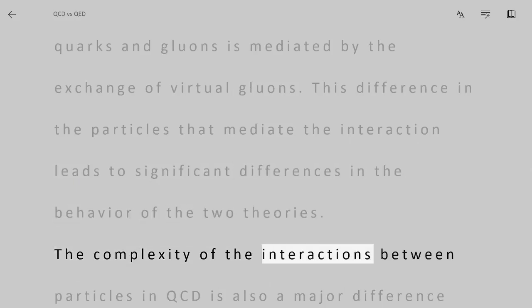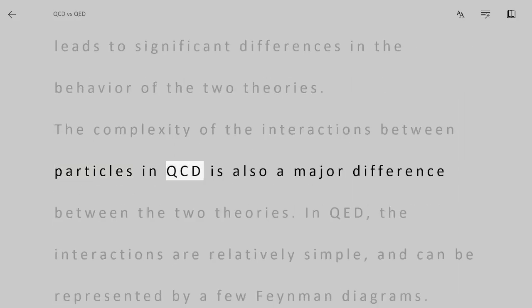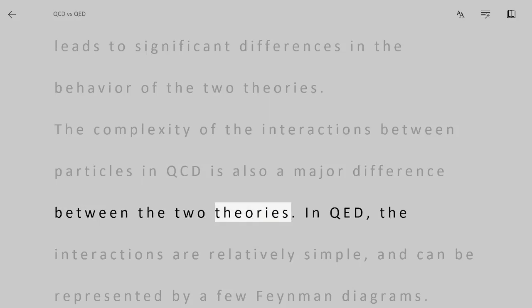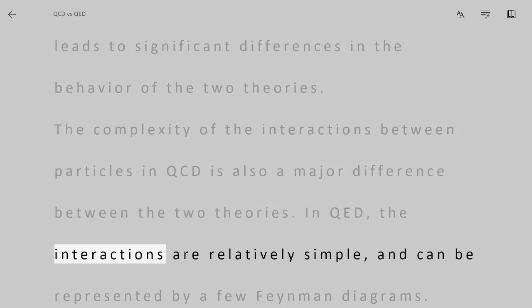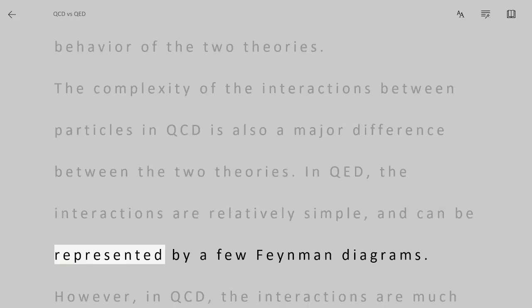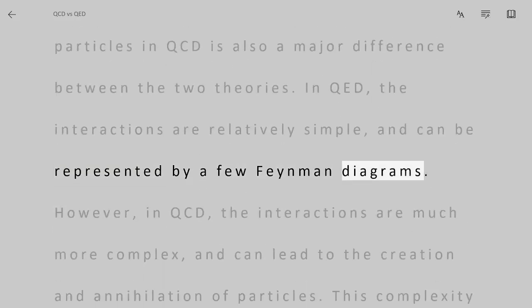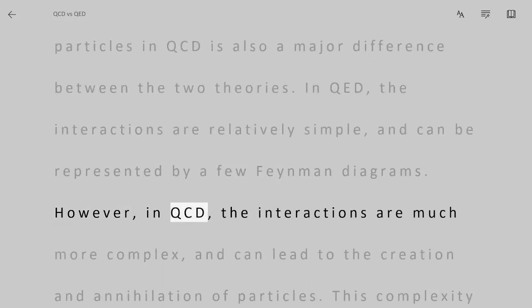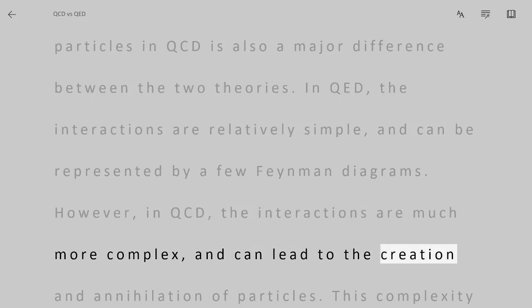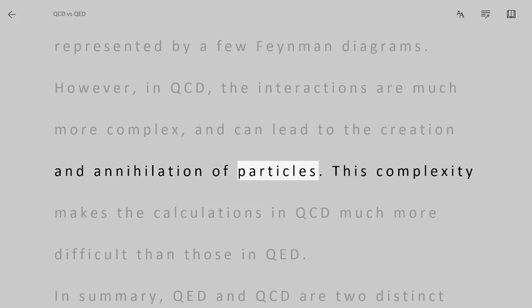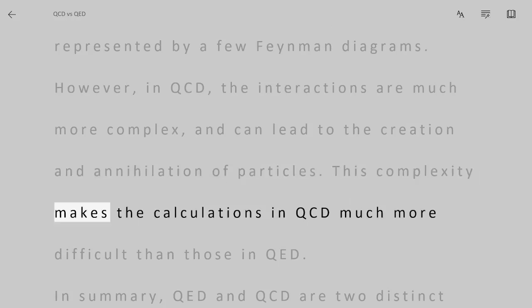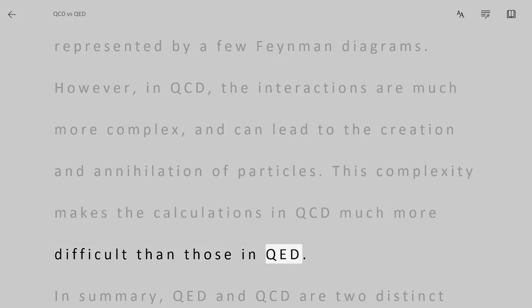The complexity of the interactions between particles in QCD is also a major difference between the two theories. In QED, the interactions are relatively simple and can be represented by a few Feynman diagrams. However, in QCD, the interactions are much more complex and can lead to the creation and annihilation of particles. This complexity makes the calculations in QCD much more difficult than those in QED.